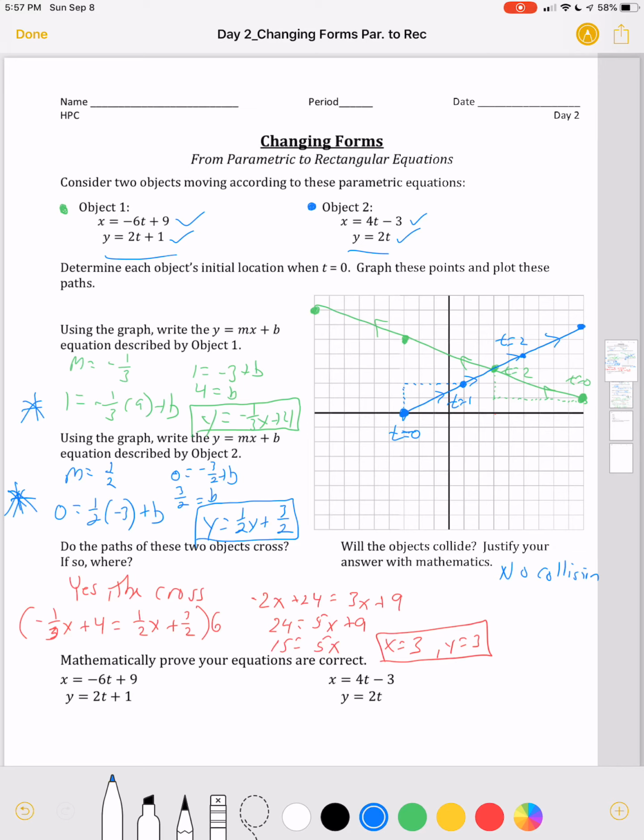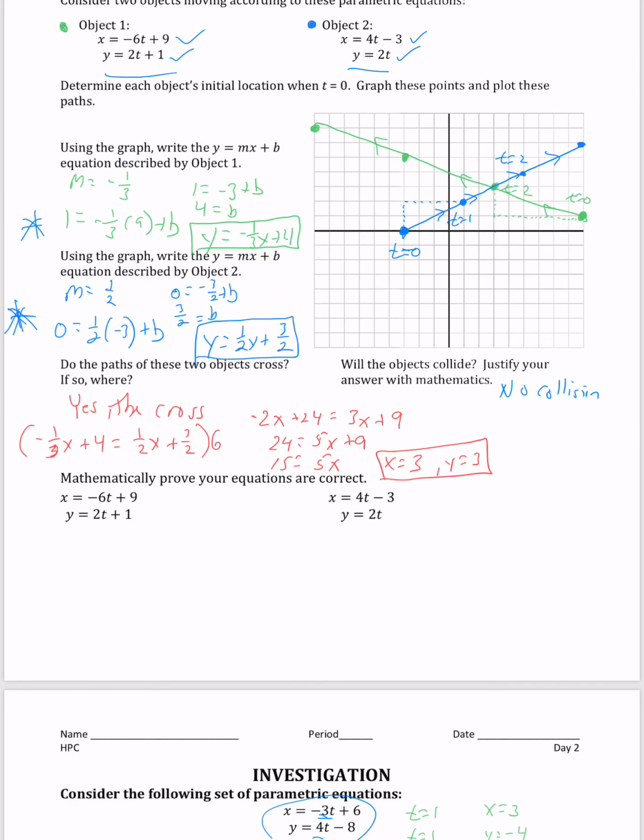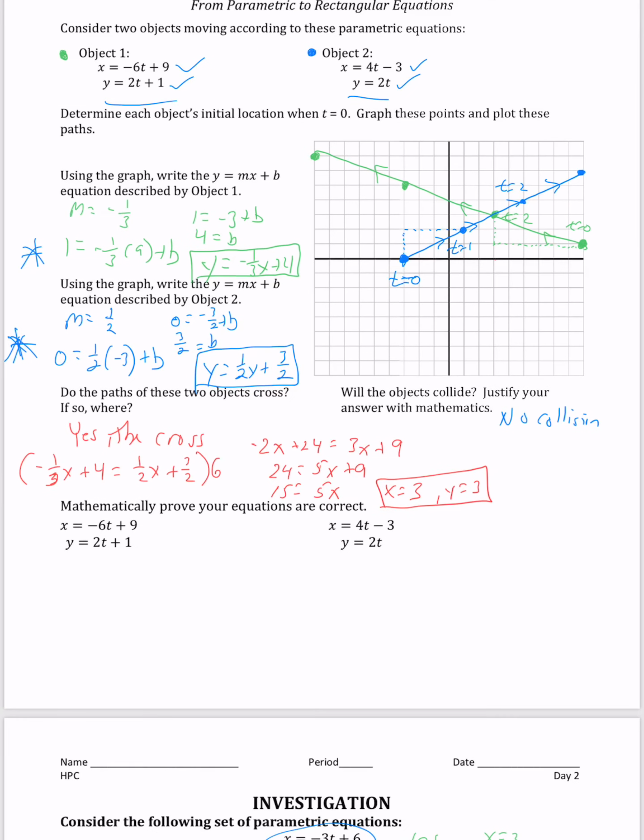All right, we are going to now mathematically prove that the equations that we got are correct. So here's how we do that. This is what is called eliminating the parameter. We're actually going to take one of the equations and solve it for t. So in this first set of equations here, it doesn't really matter which one, but I'm going to solve that equation right there for t, which you guys did in the drill.